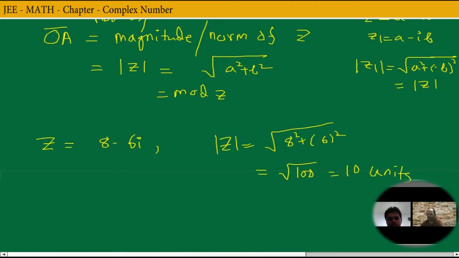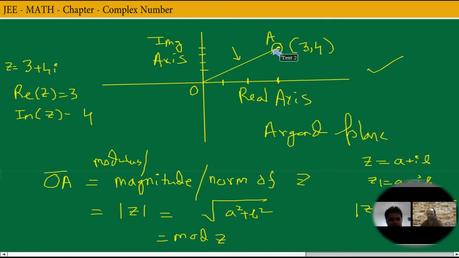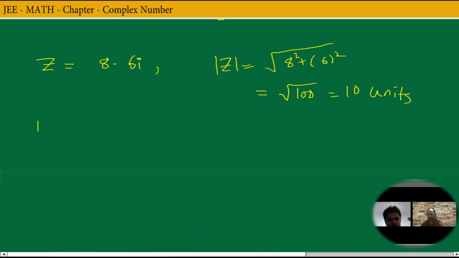You might ask me why it happens. The answer is, this representation will help you to understand. Modulus is nothing but the distance OA, as I said. Distance can't be unreal or imaginary, so it has to be a real number. That's why. Does it make sense? Yes. And there is one more property we have to know, that is the modulus of z is greater than or equal to 0.